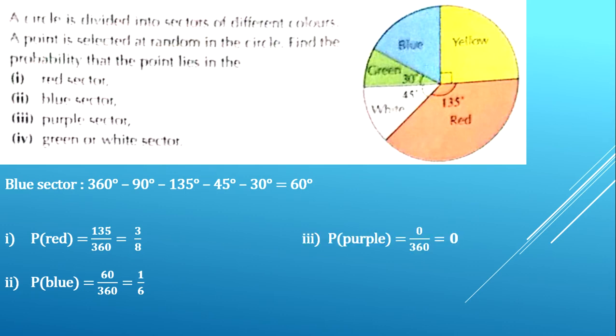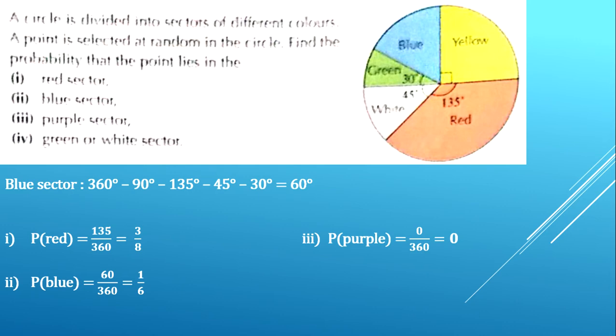The third one, what is the probability that it lands on a purple sector? Well, there is no purple sector here, so it will be 0 degrees on 360 and it equals 0, and that makes sense. Remember that in probability, 0 means it is impossible to happen, it won't happen at all. And it just makes sense because you cannot see any purple, so even if you choose at random, you will never get purple there, okay?